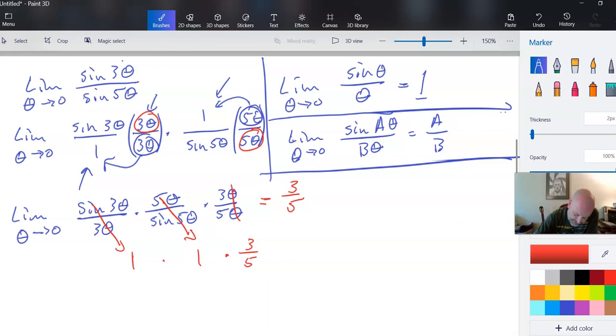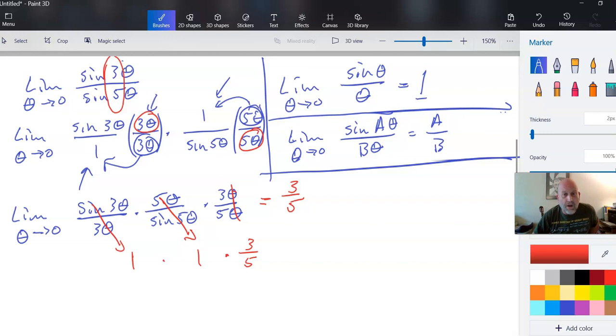And it's kind of interesting. Do you see the 3/5 up here? I mean, they don't seem like they should be related like that. There's nothing you could do to cancel these sines out or cancel these thetas out the way it's written up here. But at its limit, it does come down to 3/5.